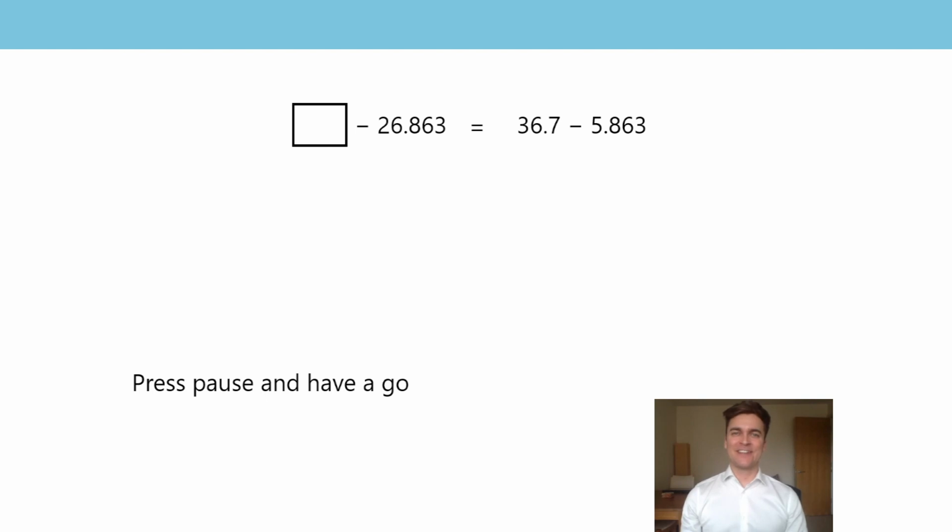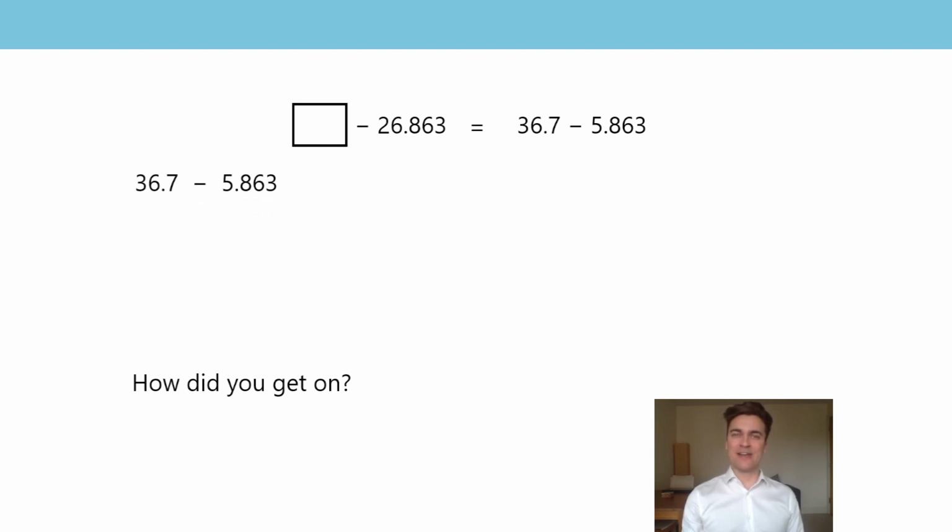Press pause, balance the equation, keep the difference equal, then come back and we can have a look at it together. How did you get on? Have you found the missing minuend? Have you balanced the equation with the same value on the left and the right, the same difference on the left and the right? How did you find that missing minuend? Let me show you how I approached it.